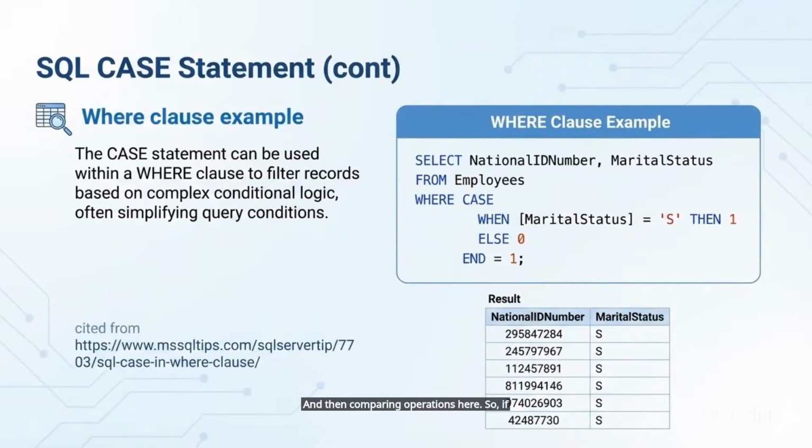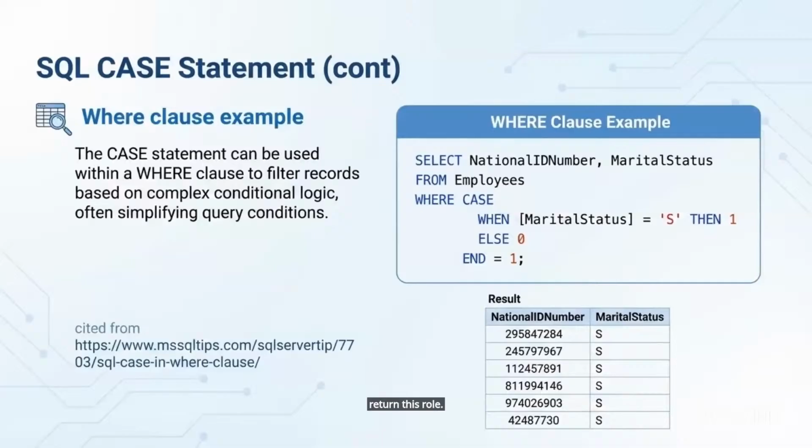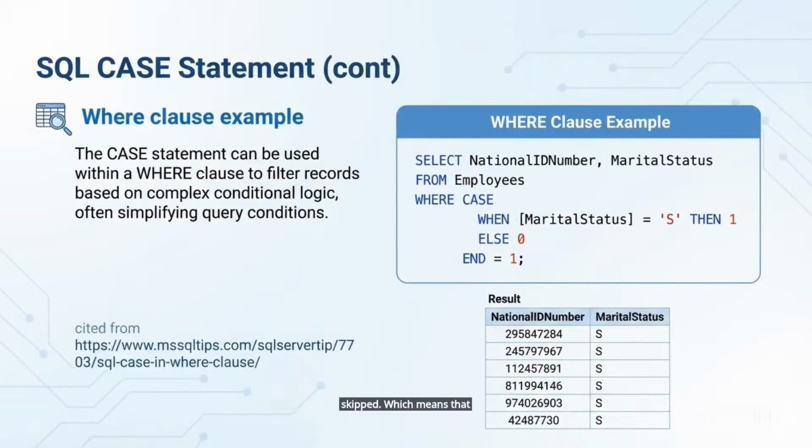So this is doing a where and then a comparing operation here. So if 1 equal to 1, it means true, right? That means return this row when marital status was S, right? So if it was not an S, it will be 0, then it will be false. So when it's false, this row will be skipped, which means that as long as it's not single, it will be skipped, right? So at the end, it will only return all the rows that have S in the marital status. As you can see, the result shows national ID number with every single result S.